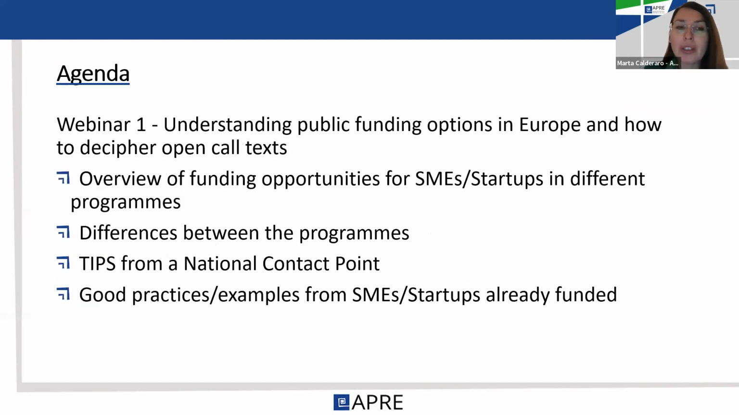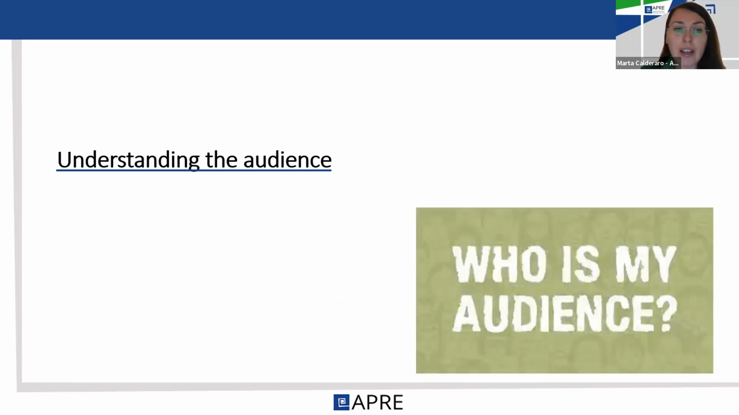So I want to give you just a few notes about what we are going to look at today with this little speech that I will have. Then we are also going to look at Susanna's one. We are going to see a bit of an overview of the funding opportunities that you, as SMEs or startups, have in the different European ecosystem and environment. We are going to see the differences between the funding schemes, as well as some tips that I wanted to give you by looking at good practices or examples of SMEs that have already been funded by Horizon 2020.